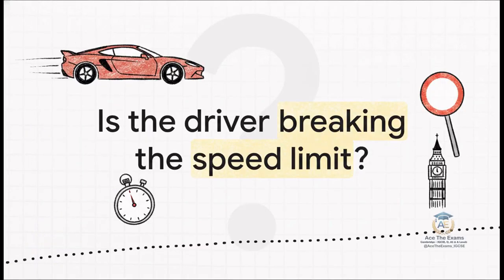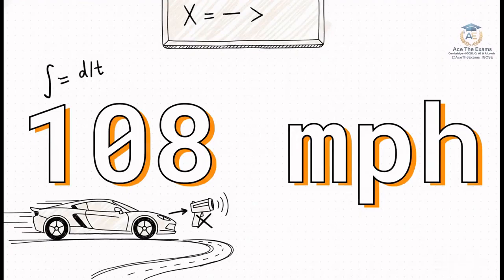All right, let's actually test this blueprint with a real-world problem. From our source material, we need to determine if a sports car, which has this exact displacement formula, is breaking the British speed limit of 70 miles per hour after exactly 4 seconds. So how on earth do we figure that out? Well, we need to find its speed at that exact, precise moment.